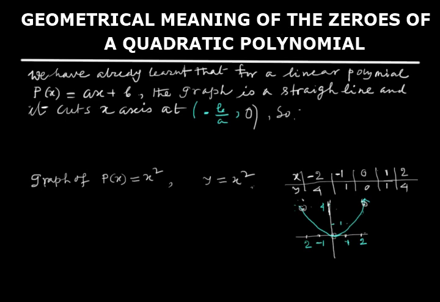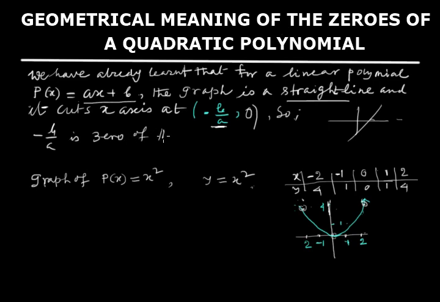We have already learned that for a linear polynomial of the form p(x) equal to ax plus b, where the degree is 1, so it is a linear polynomial and the graph is a straight line. A straight line cuts the x-axis at a single point, and that point is minus b by a comma 0. So here minus b by a, which is the value of x, is the zero of the polynomial.